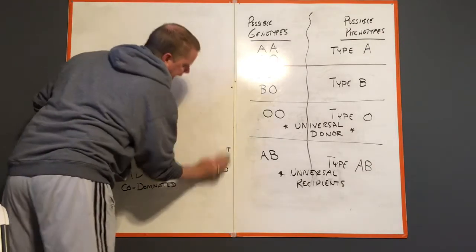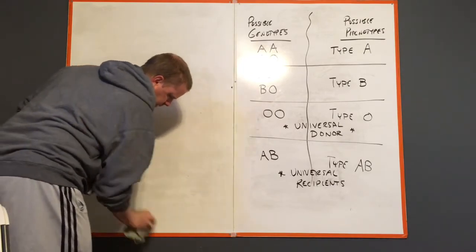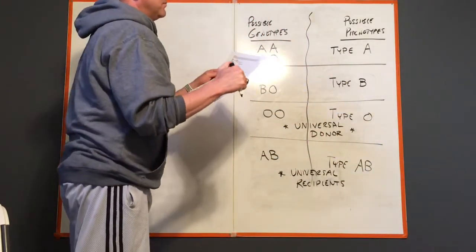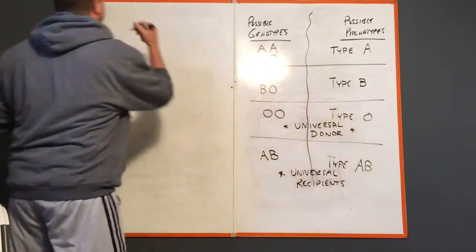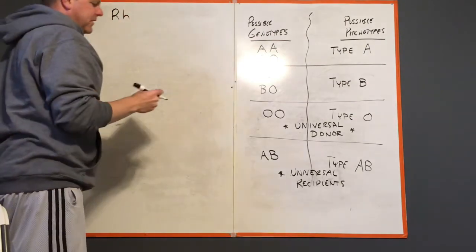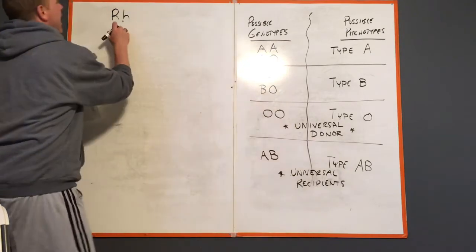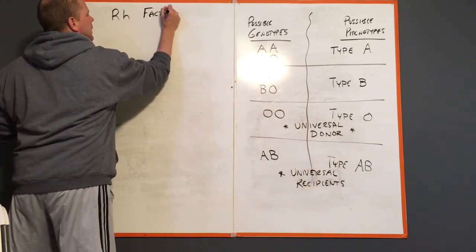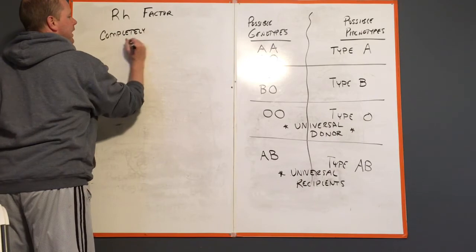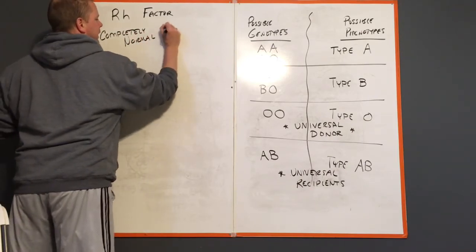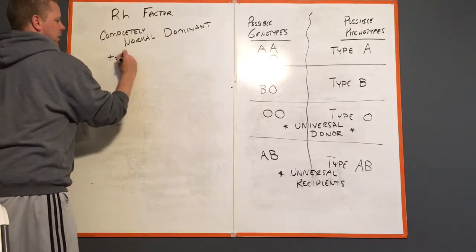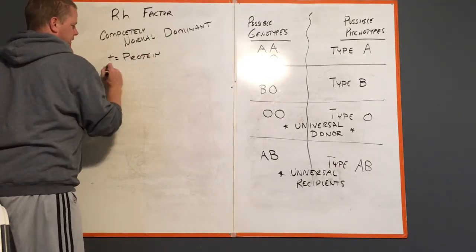So what ends up happening with Rh factor, okay, it says right here, another system of type A blood is based on the presence or absence of another protein, and that's called Rh, okay? And for the most part, it doesn't really impact you too much, okay? But the thing about Rh factor is that it's completely normal dominant. Where positive equals the presence of the protein, and negative equals no protein.